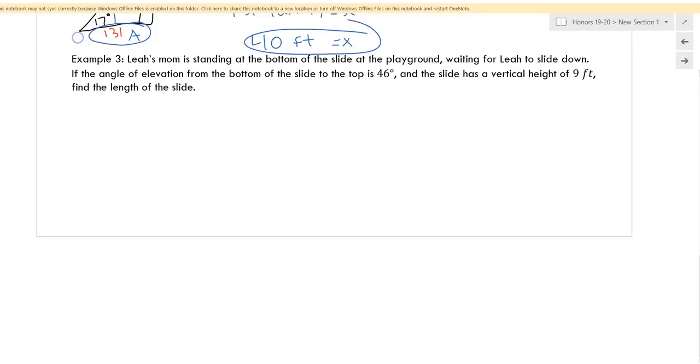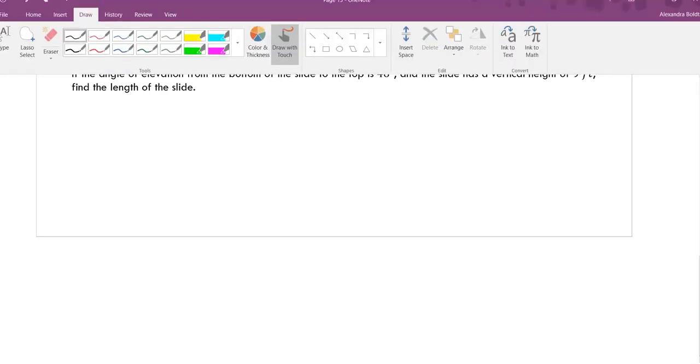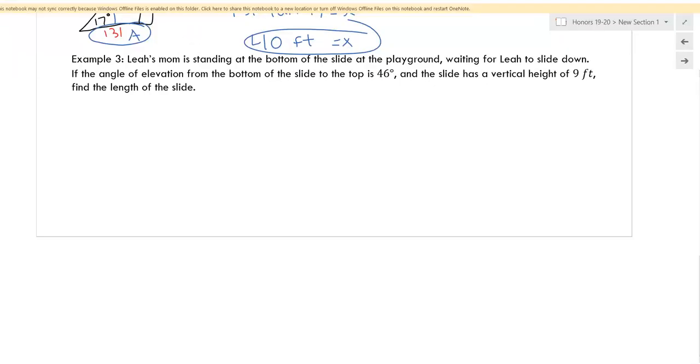Okay. So again, angle of elevation, there's the words I was looking for, means my triangle should be going up. So we draw a triangle like this. Okay. And that angle is 46 degrees. And the slide has a vertical height of 9. Find the length of the slide.